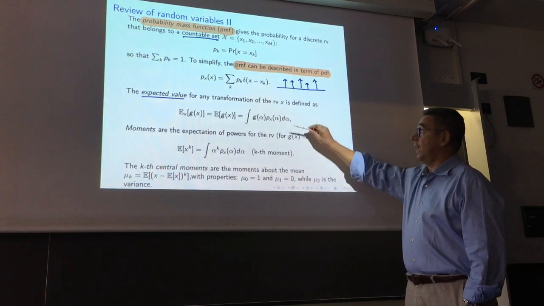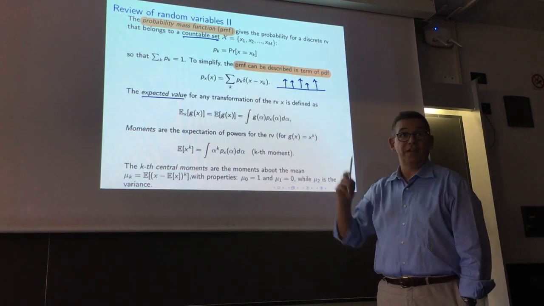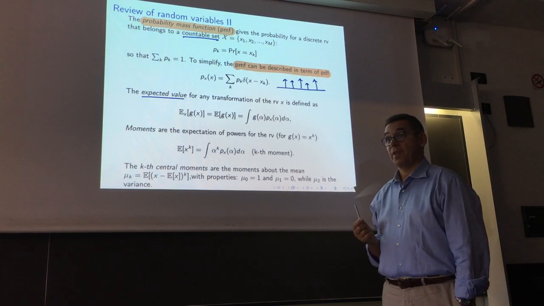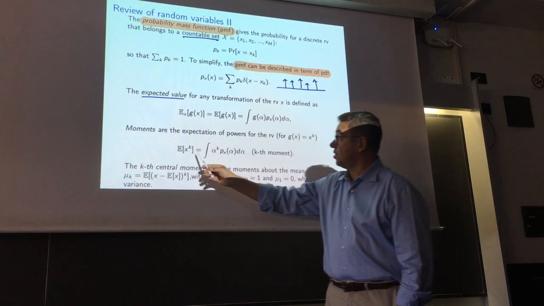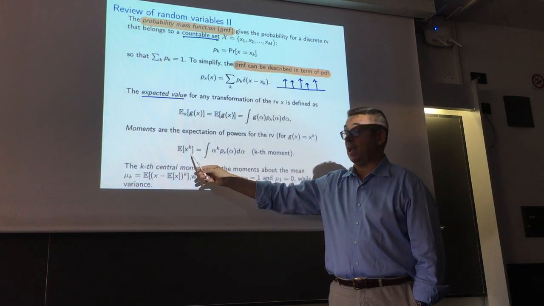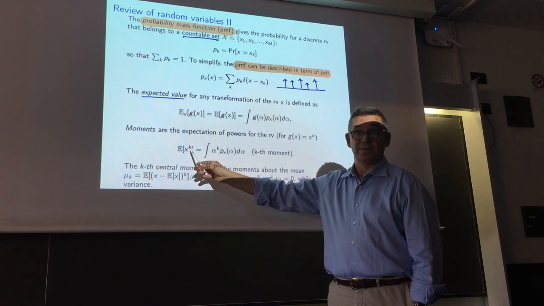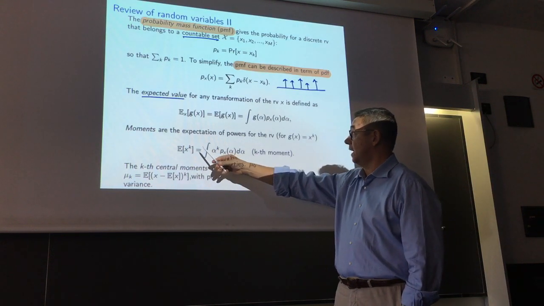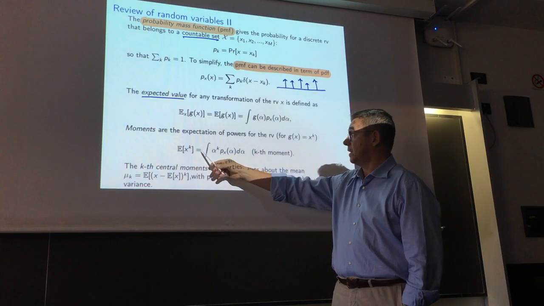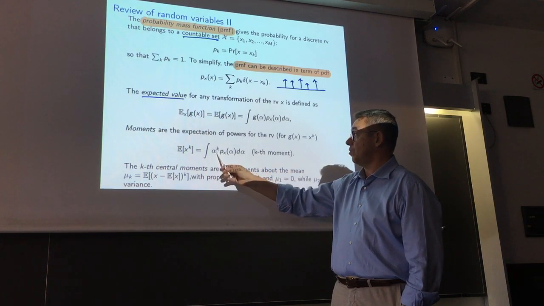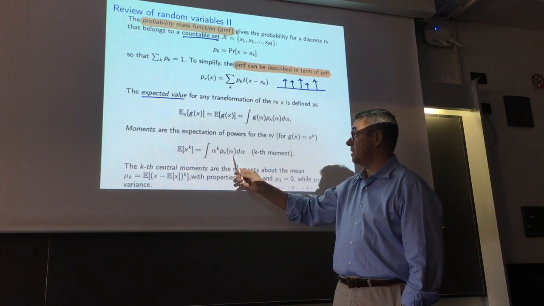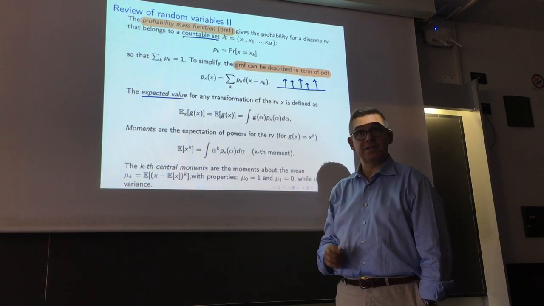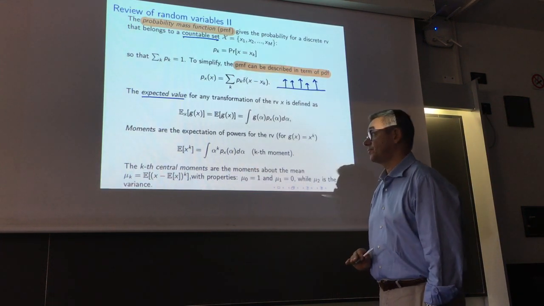Now, I can calculate a specific g(x), a specific transformation, the powers. If I take g(x) as x to the power k, that is called the moment. So the kth moment is the integral of alpha to the power of k, times the probability density function, d alpha. So this is the kth moment.